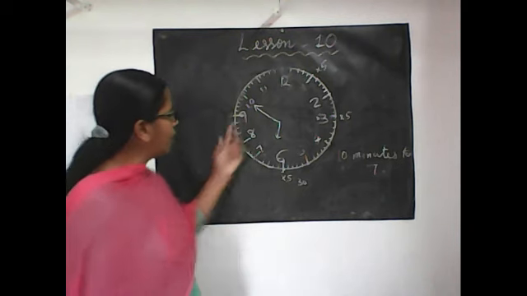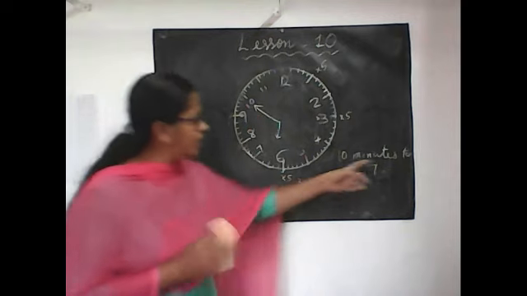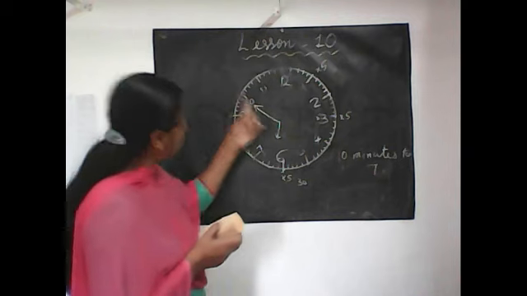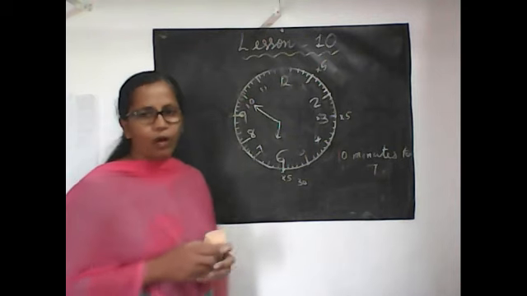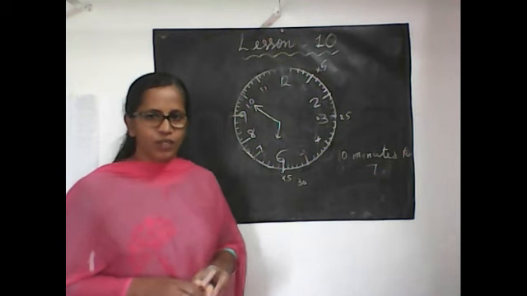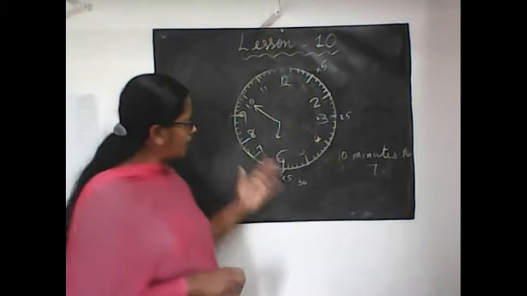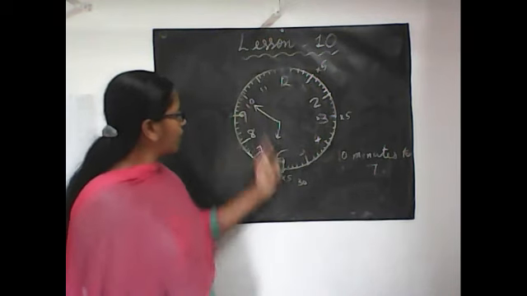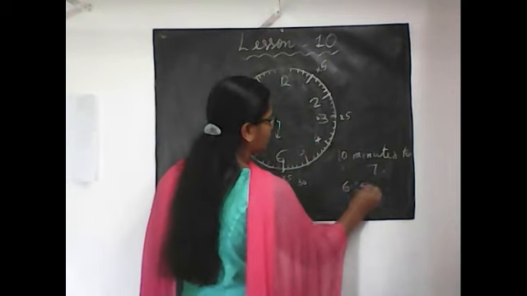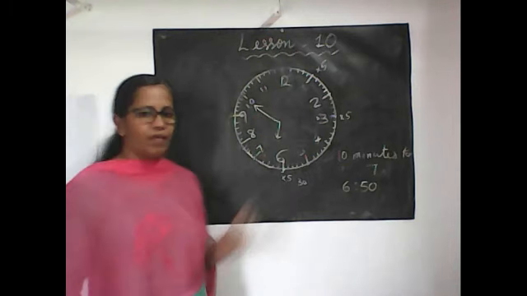So usually, if the long hand or minute hand is closer to 12, we use the word to. Okay, we use the word to. So the time is 10 minutes to 7 o'clock. 10 minutes to 7. In such a case, we don't use the word past. We usually say 10 minutes to 7. We can say either this, also 10 into 5 is 50. We can also say 6:50. The time is 6:50. That is also correct. But usually we say 10 minutes to 7.